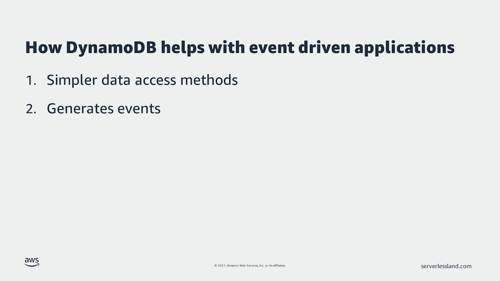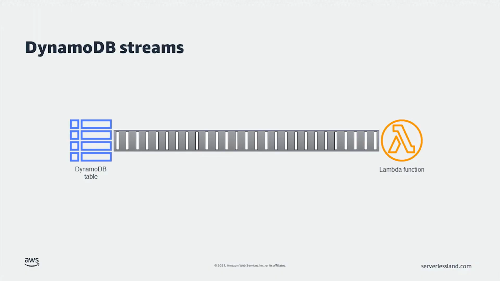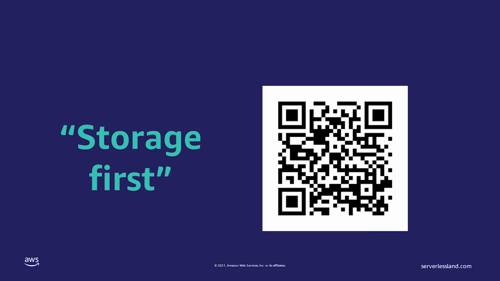DynamoDB also works well in event-driven applications because it can generate events when data is added, modified, or deleted from the database. As a developer, you can activate DynamoDB streams. The stream contains a record of each activity in the database. These events can be consumed by a Lambda function to apply business logic or trigger other processes within the application. This pattern is what I call the storage-first pattern. To learn more about this pattern and see how it adds stability to an application, follow the QR code on the screen.